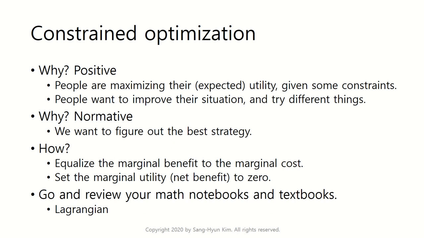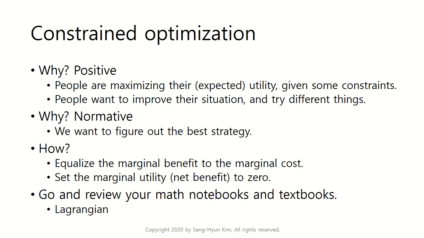So that's one reason why we consider this math concept, constraint optimization. We want to describe the world, people's behavior, and we believe that people want to improve their situation, and after making small changes for a while, we'll observe people's behavior which is somewhat similar to optimal behavior. So that's the reason why we use this constraint optimization tool.